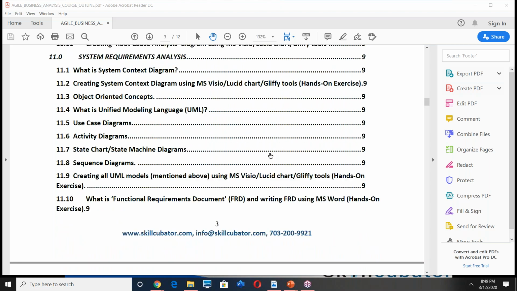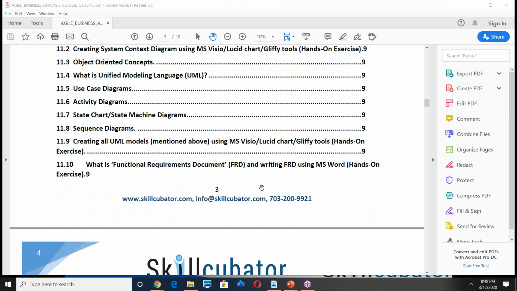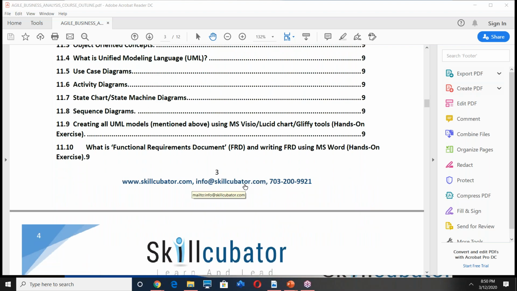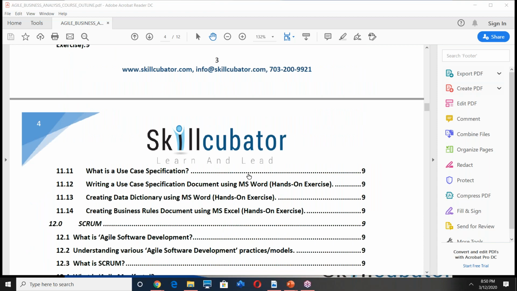And then we'll go into the documentation part. Once we are done with the analysis part, documentation will be like creating the BRDs, business requirements document, FRD, which is functional requirements document, use case specifications. Again, all of this will be created using MS Word, then data dictionary, your business rules document, all of these will be done using simple MS Office products.